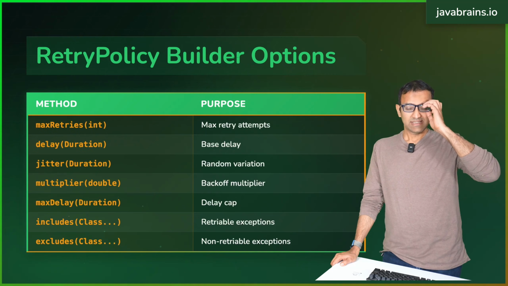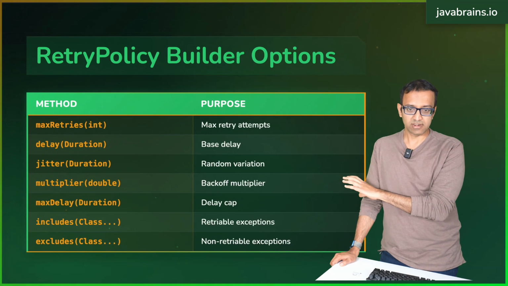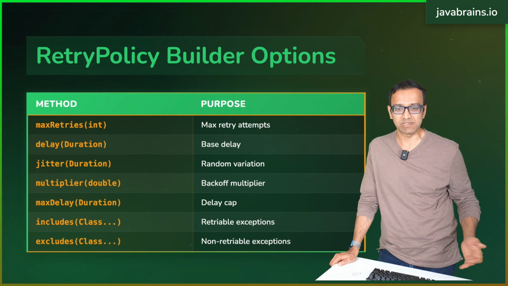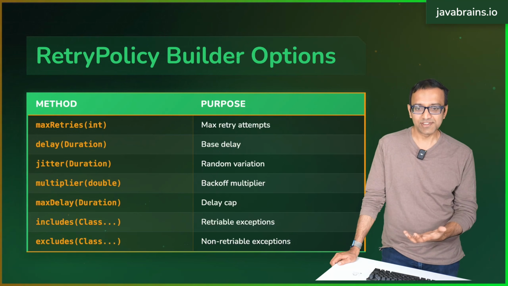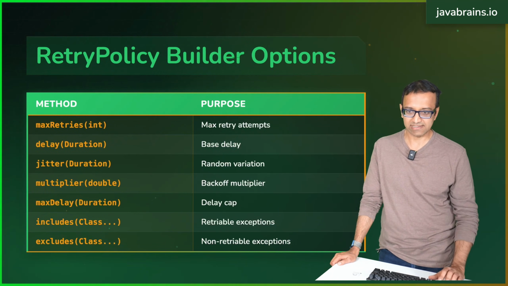Here are the properties. Again, there is a one-to-one mapping between what you do here in the retry policy builder and what you configure in the annotation. It's exactly the same mechanism. It's basically the style in which you call it that is a little different. That's about it. Everything else is exactly the same.